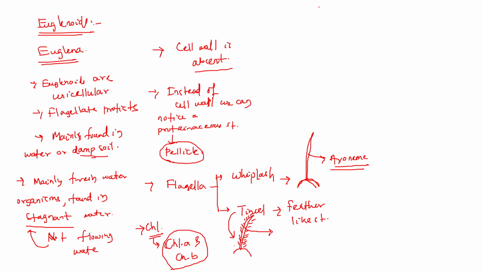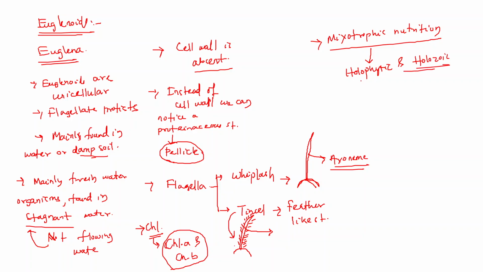And in euglena, we can notice mixotrophic nutrition. What we can notice here? Mixotrophic nutrition means holophytic and holozoic types of nutrition we can see in euglena or in euglenoids.